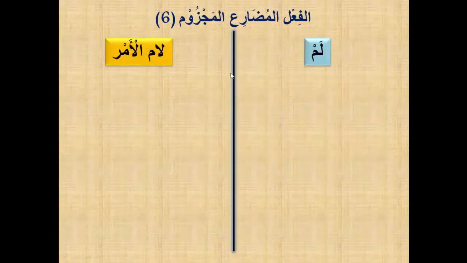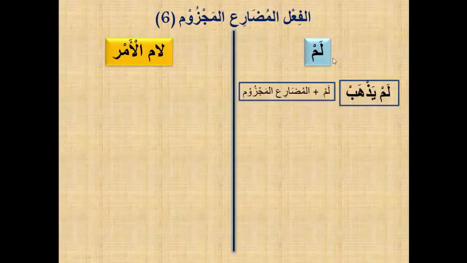What do lam and lam al-amr mean? Let's go through some examples of their usage. Lam yadhhab, lam yadhhab. Lam is used to negate the past tense. Lam yadhhab is a construction composed of lam plus al-mudari' al-majzum with a sukun.